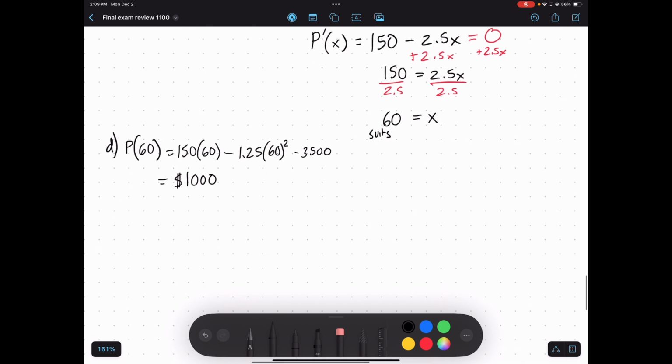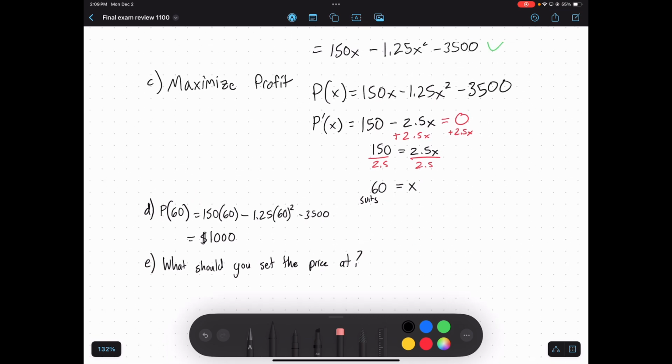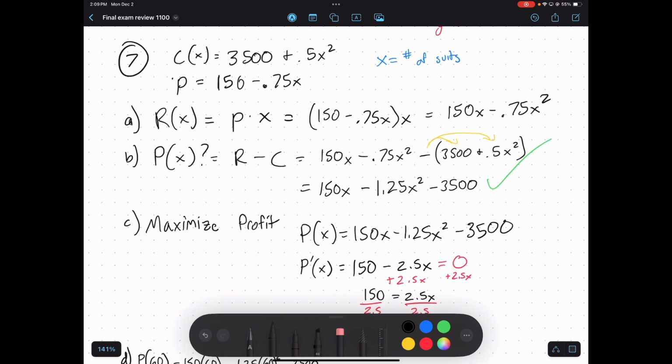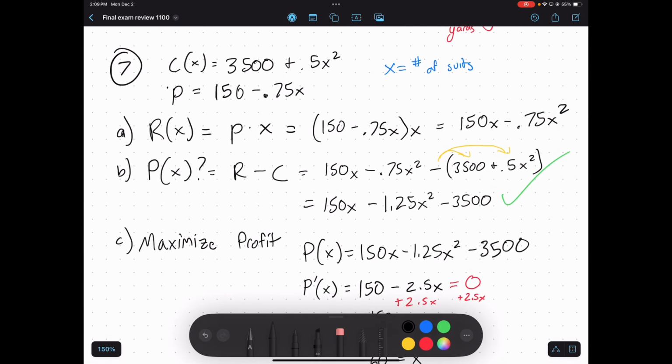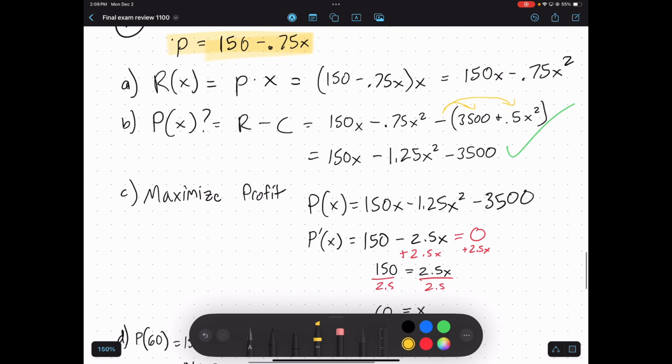Okay, and then part E. Part E is just asking, what price should you put your suit at? What should the price be? What equation do I use for that? I have an equation for the price. That's my demand equation. So I can just use that and plug in 60 for x.